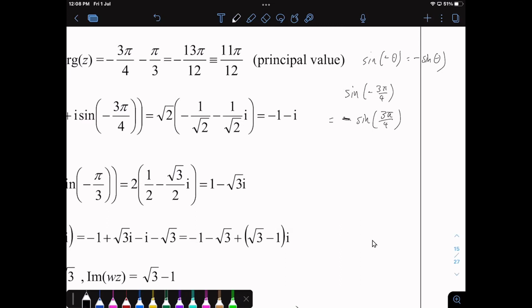Draw the X and Y diagram. Okay. Then where's 3 pi by 4? Here, here, here, here. Option 1, 2, 3, 4. Where is it? 4. Correct. Okay, so it's over there. Then is it anti-clockwise or clockwise?